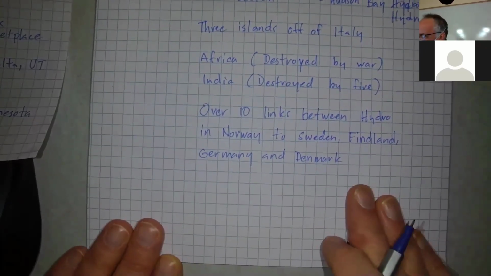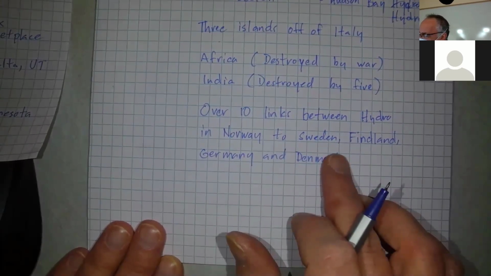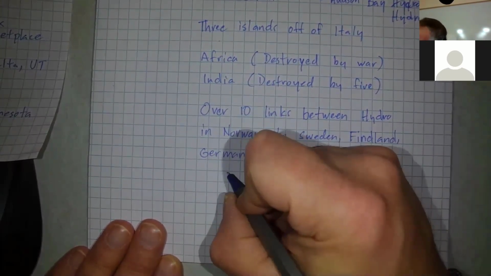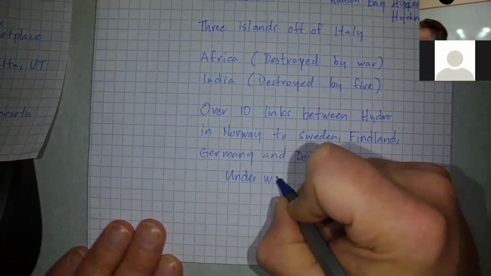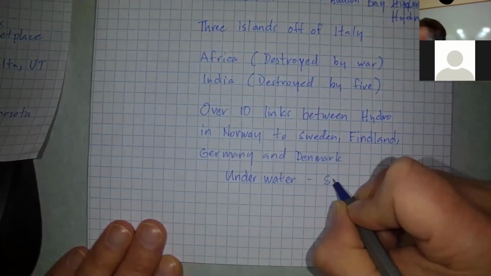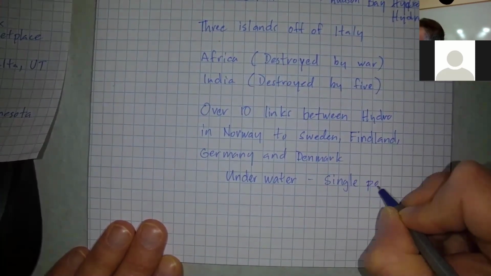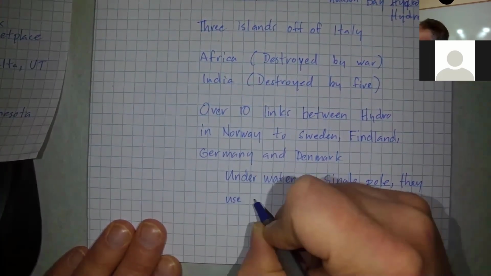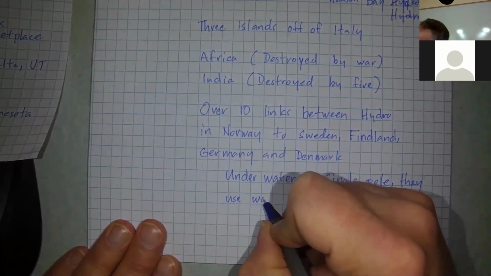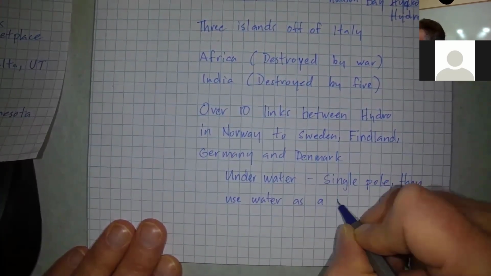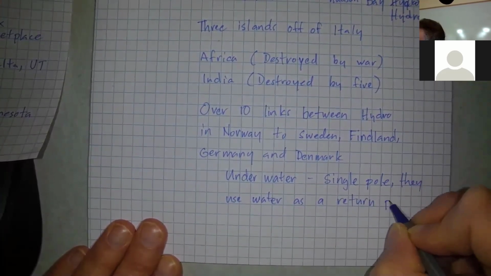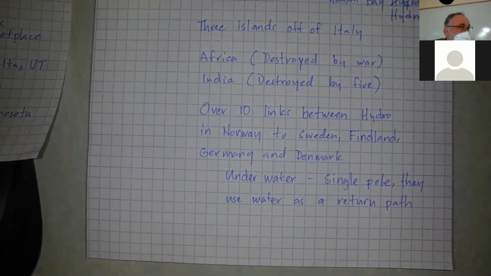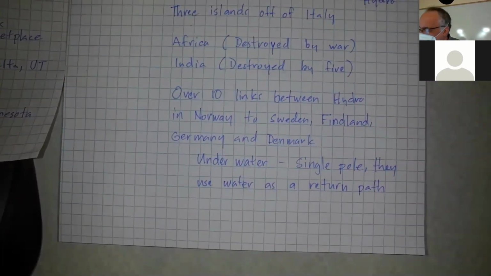Okay, so we also have links in between Norway, Sweden, Finland, Germany, and Denmark. Those are underwater. Okay, so I think I've covered all of them. There's probably some in China, but I don't know. I'm not going to be exhaustive here.